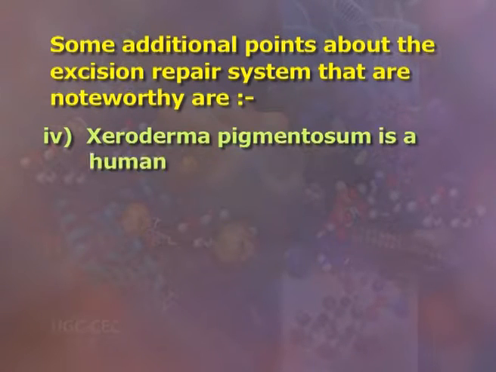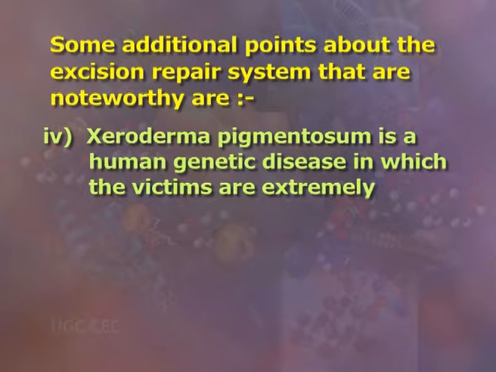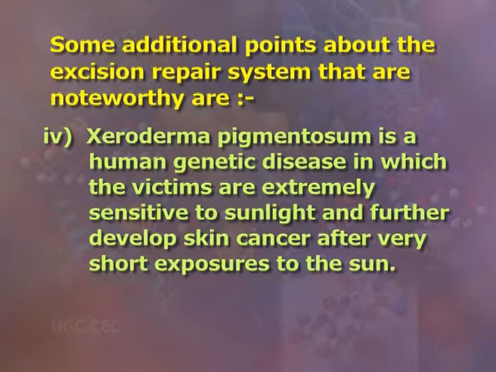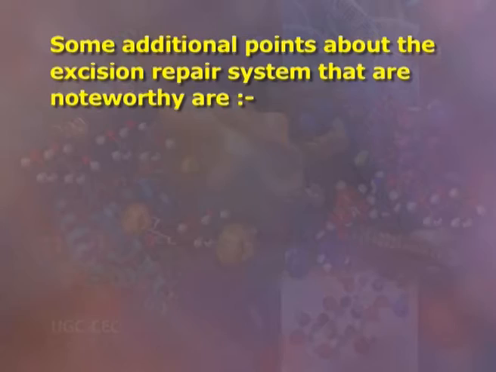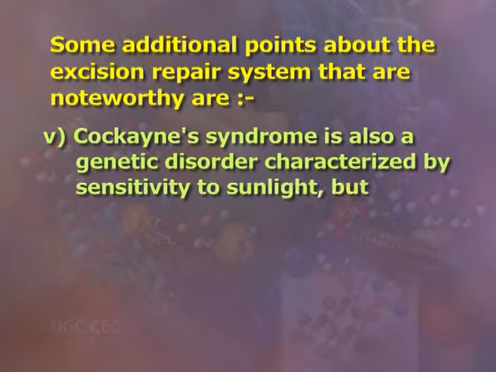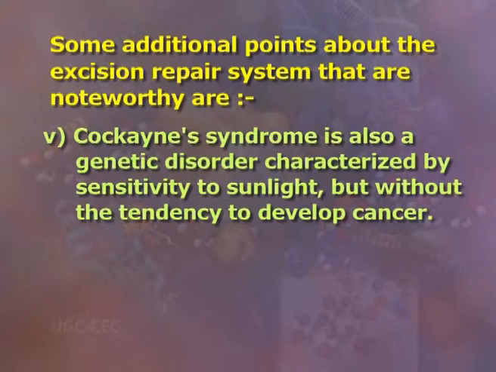Xeroderma pigmentosum is a human genetic disease in which the victims are extremely sensitive to sunlight and further develop skin cancer after very short exposures to the sun. It involves a deficiency in one or another of the genes controlling the incision step of excision repair and a reduced ability to remove thymine dimers from DNA. Cockayne's syndrome is also a genetic disorder characterized by sensitivity to sunlight, but without the tendency to develop cancer. Interestingly, the defect in Cockayne's syndrome affects the preferential repair of expressed genes discussed above.